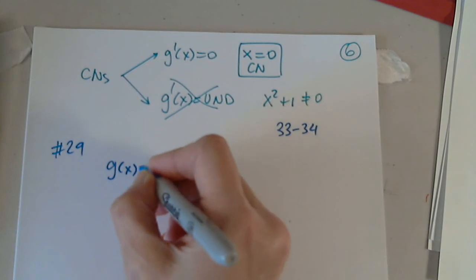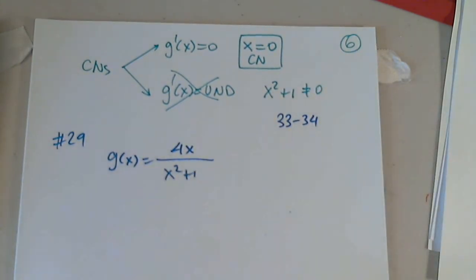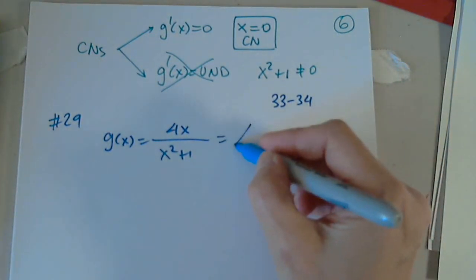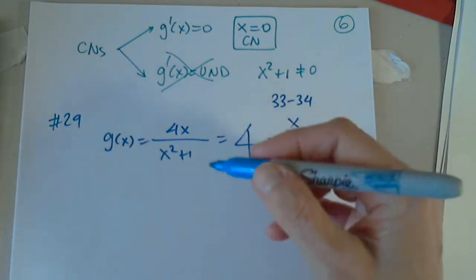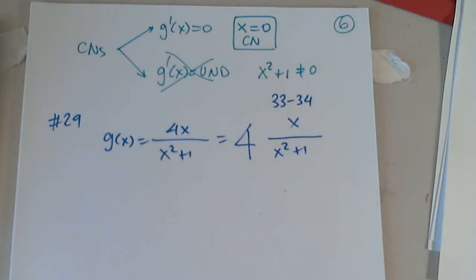So g of x, 4x divided by x squared plus 1. You know me. My function is a constant times whatever. I'm not going to involve 4. 4 can patiently wait.